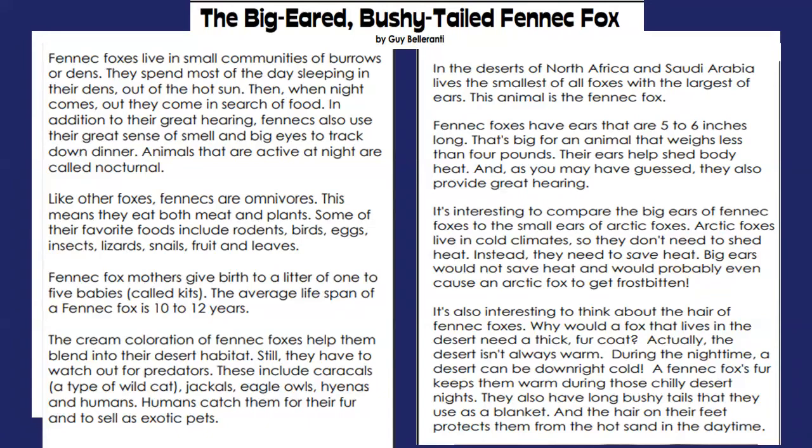Like other foxes, fennecs are omnivores. This means they eat both meat and plants. Some of their favorite foods include rodents, birds, eggs, insects, lizards, snails, fruit, and leaves. Fennec fox mothers give birth to a litter of one to five babies called kits. The average lifespan of a fennec fox is 10 to 12 years.